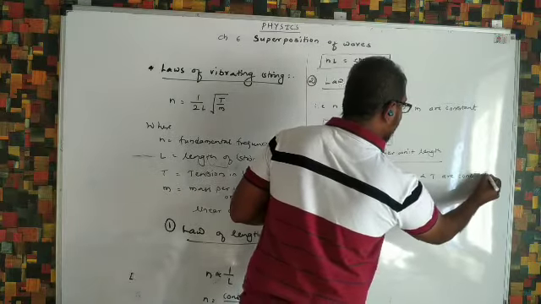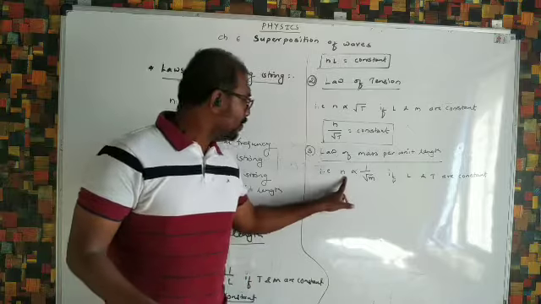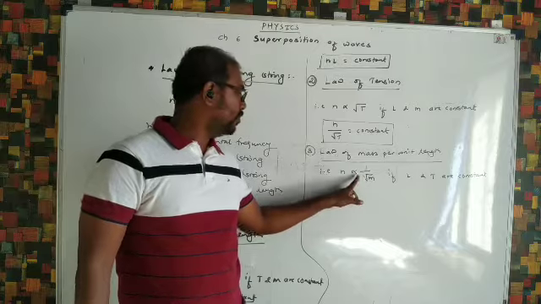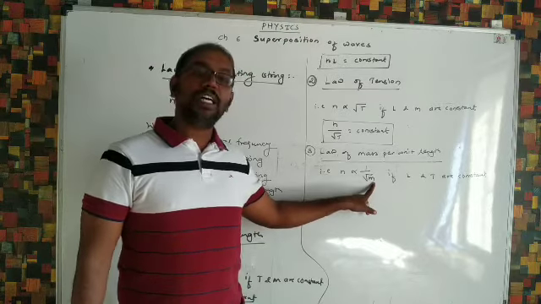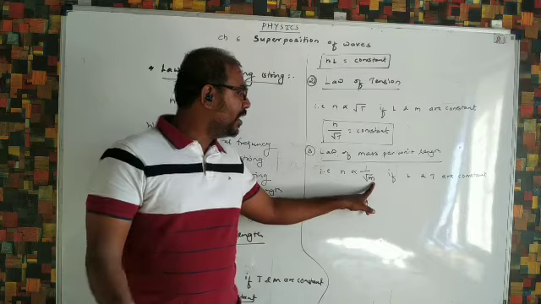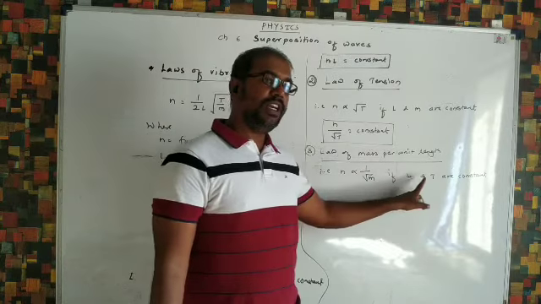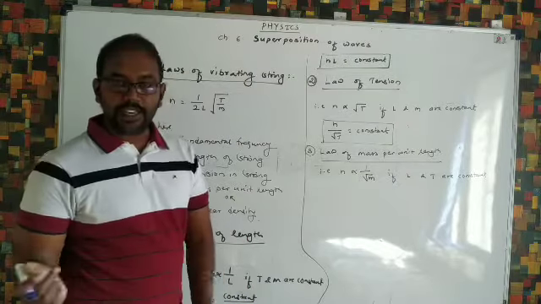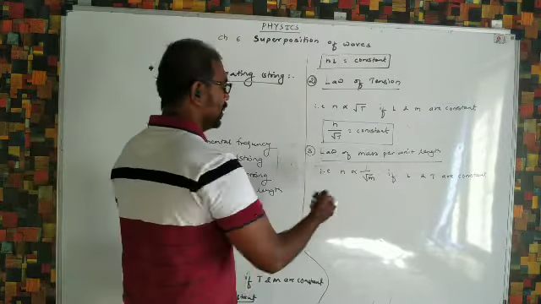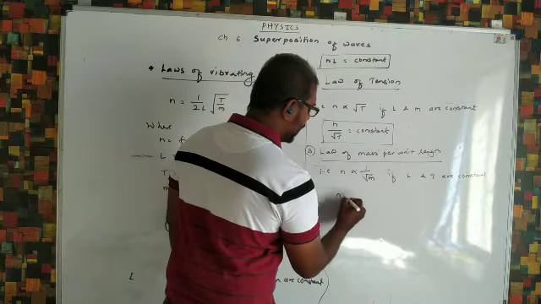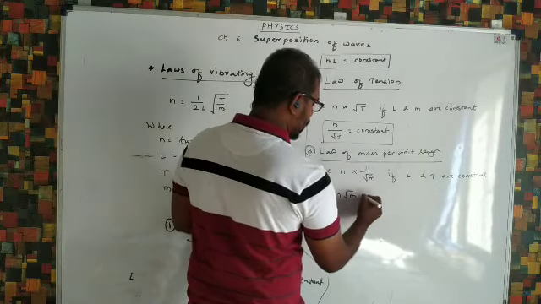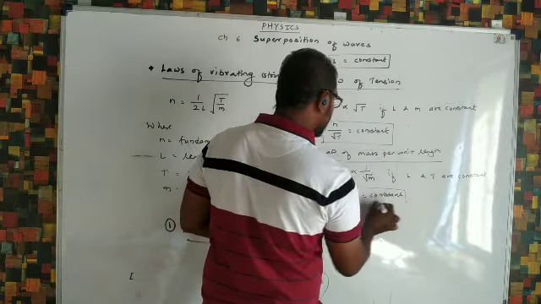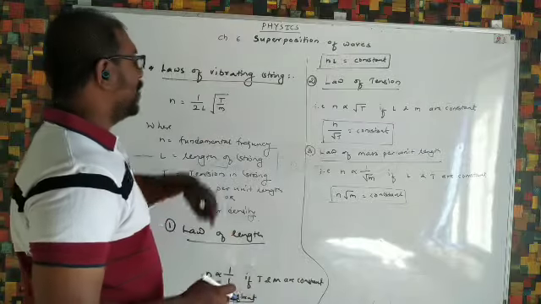How do we write this in words? The fundamental frequency of vibration of string is inversely proportional to square root of mass per unit length or linear density, if length of the string and tension are constant. So this is the law of linear density or law of mass per unit length. The same equation we can write as n into root m is equal to constant. These three are the laws of vibrating string.